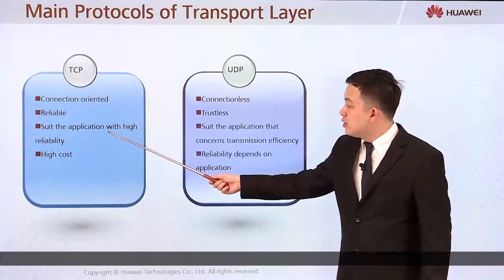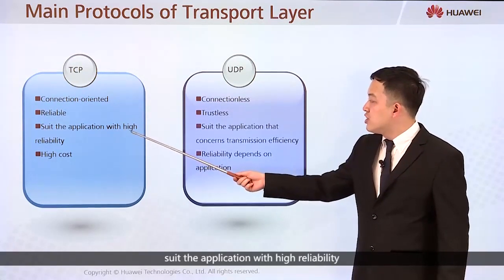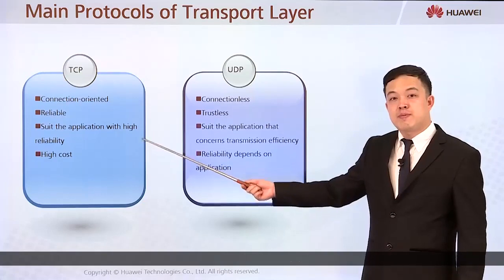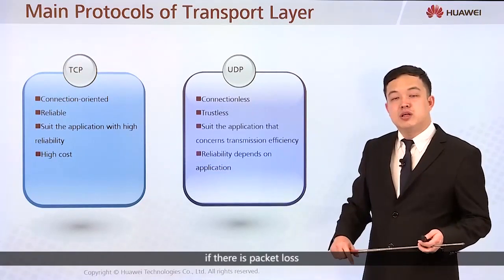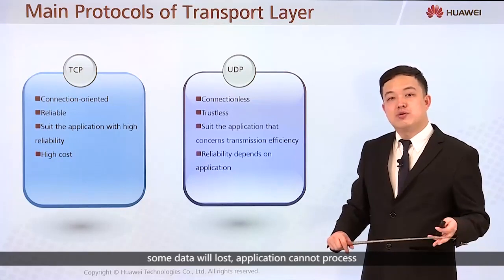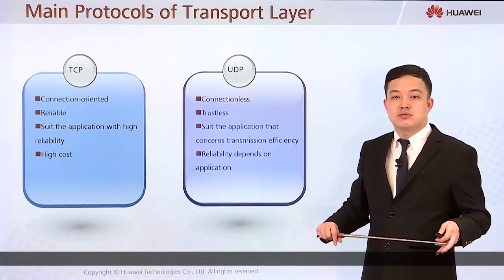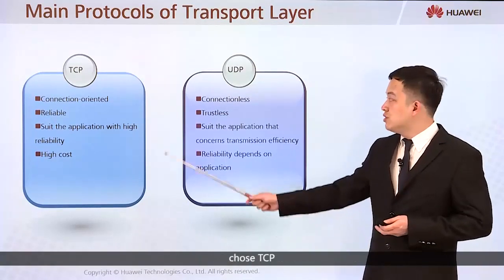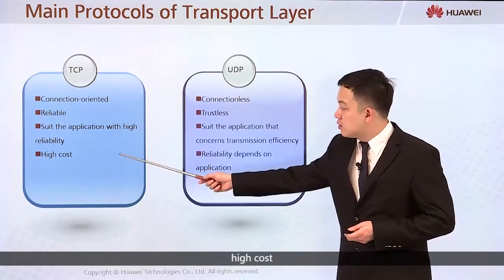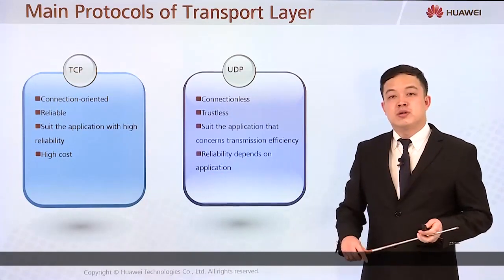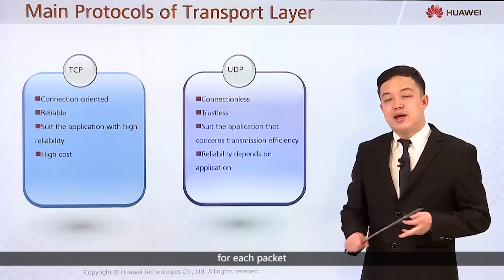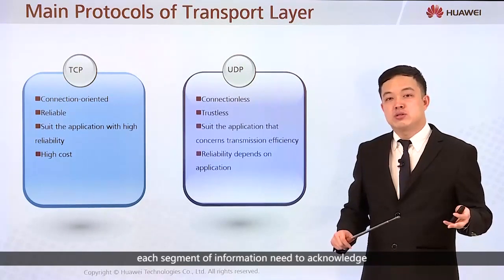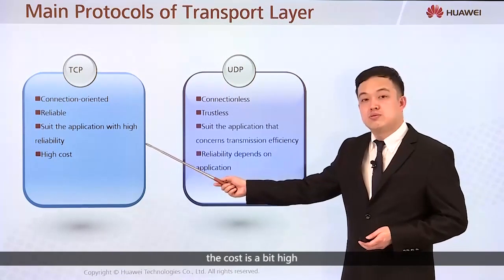Okay, then applications that require high reliability are suited to it, because if there's packet loss, some data will be lost and the application cannot process it. So if your application needs reliable transmission, choose TCP. And finally, high cost. High cost means that if each packet, each segment, needs to be acknowledged, the cost is a bit high.